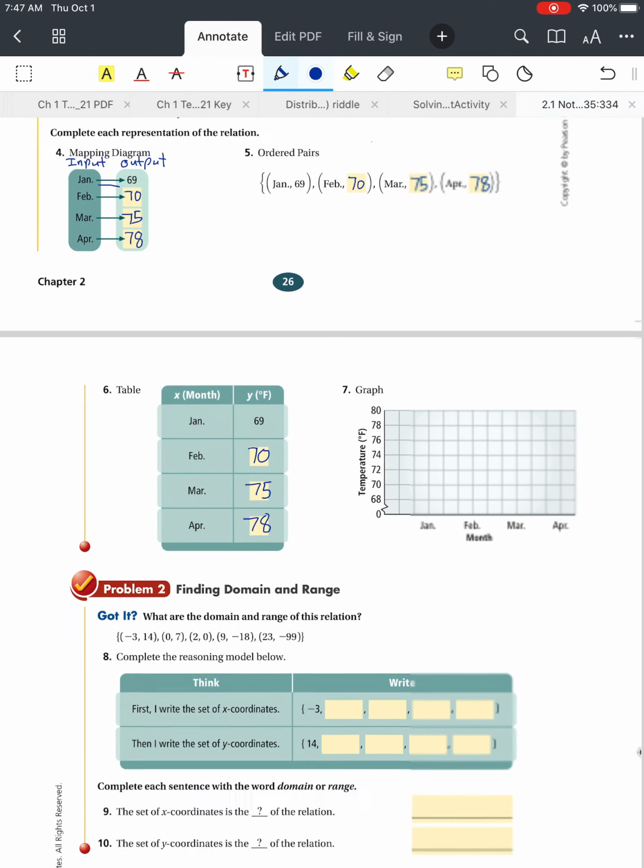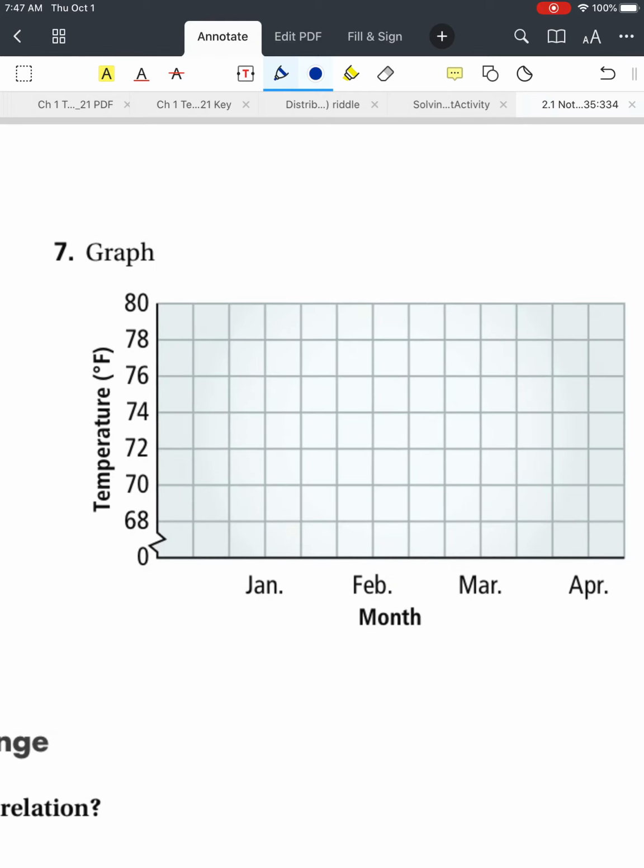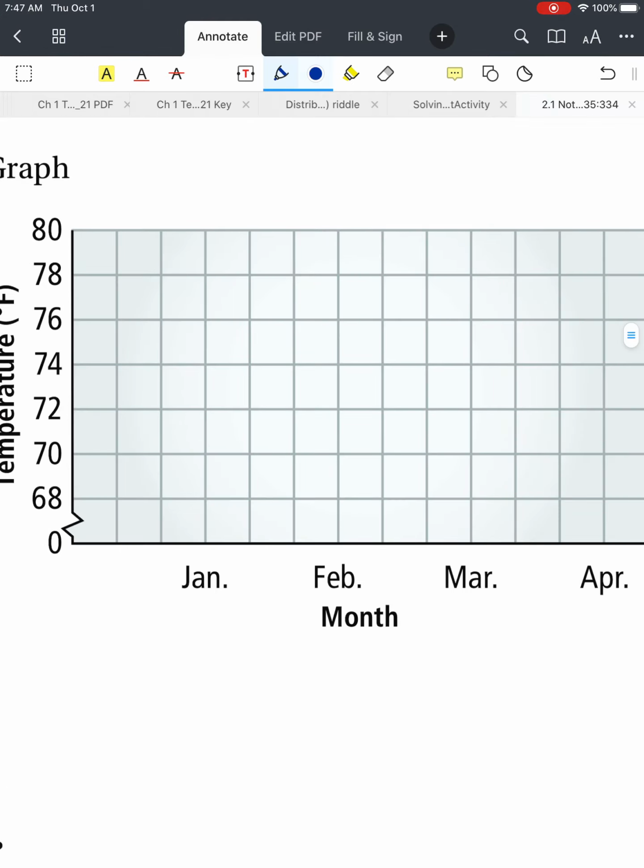And then just a regular old graph. Okay, just put the dot for January is, what was that, 69. I'm just going to eyeball it right about 68. Oh, it's actually probably right smack dab in between. February is at 70.